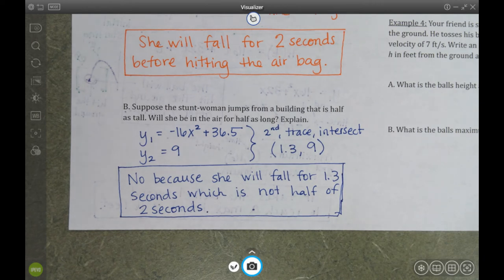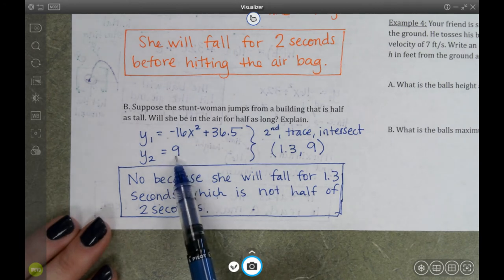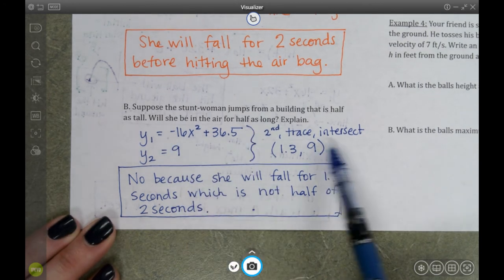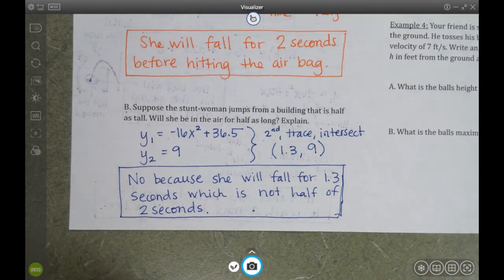Okay, so pretty much anytime they're going to ask you when do they reach a certain height or something like that, you're going to put the second height in y2, your equation in y1, and find the intersect. They're asking you for when two things cross, or when it's going to hit a certain height. That's going to be an intersect question.